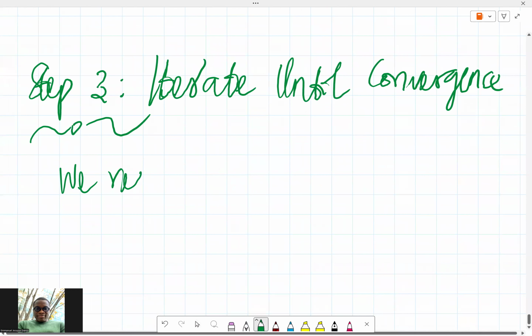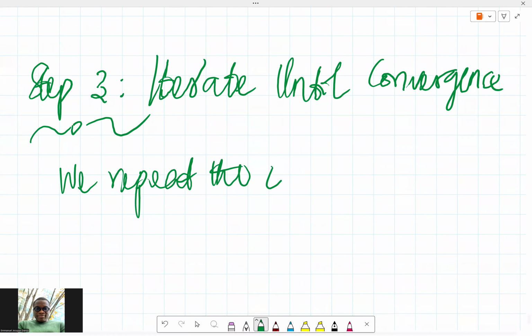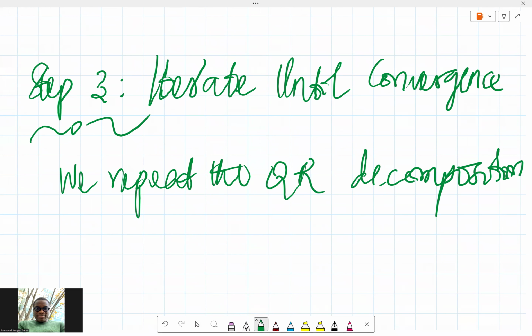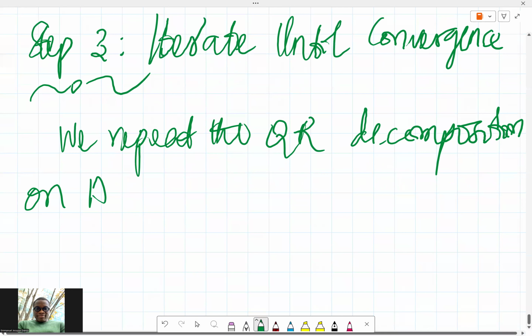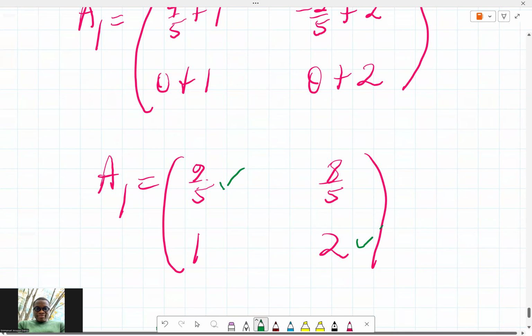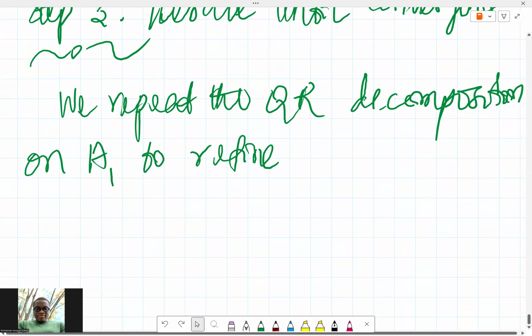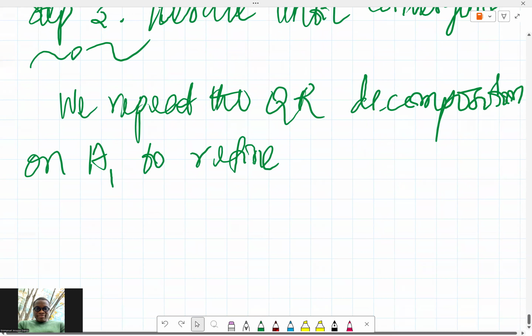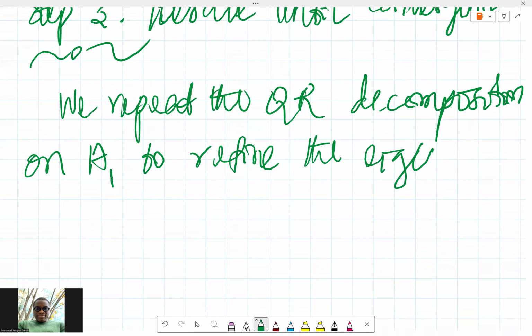In essence, we repeat the QR decomposition on A1 to refine. So far, normally the eigenvalue should be something close to this. I mean, this 2 is already correct because it's going to be 2 at the end of the day here. But this 9/5 is still far from the call. So that's why we have to keep iterating until we get there. So we repeat the QR decomposition of A1 to refine the eigenvalue estimates.